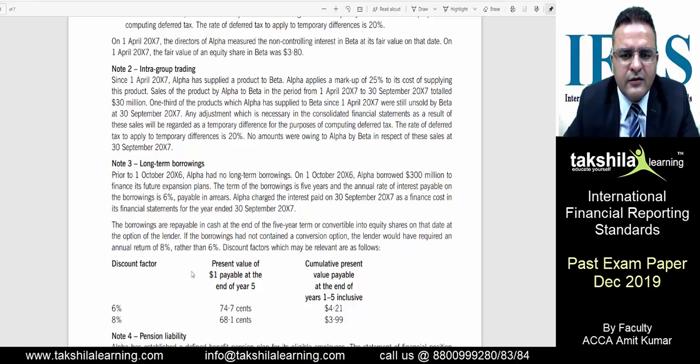Now, since there is an option available, so the rate of borrowing is 6%, but the same borrowing in market would have given an annual return of 8% if there was no conversion option. Discount factors are given for 6% and 8%. So we need to know how much is the equity portion. This is a compound financial instrument. How much is equity portion and how much is the debt component. So the total borrowing on 1st October 20x6 is 300 million.